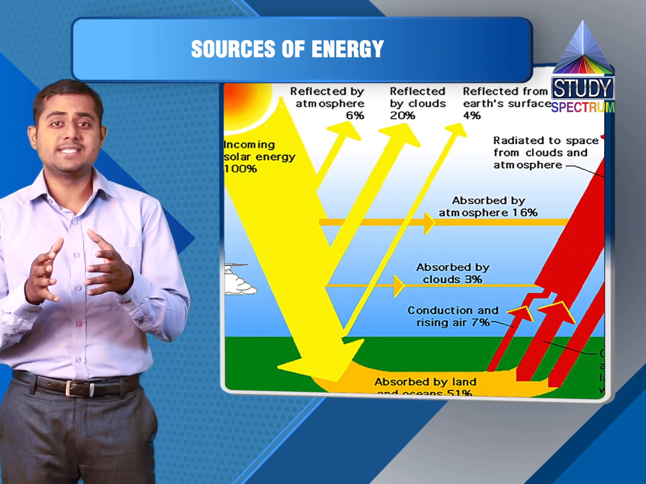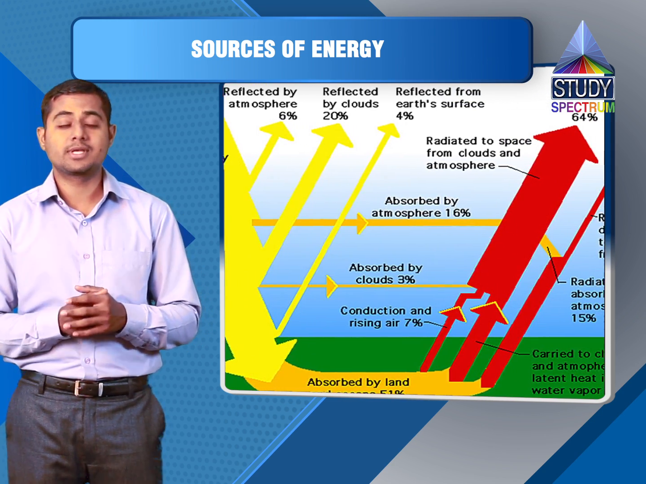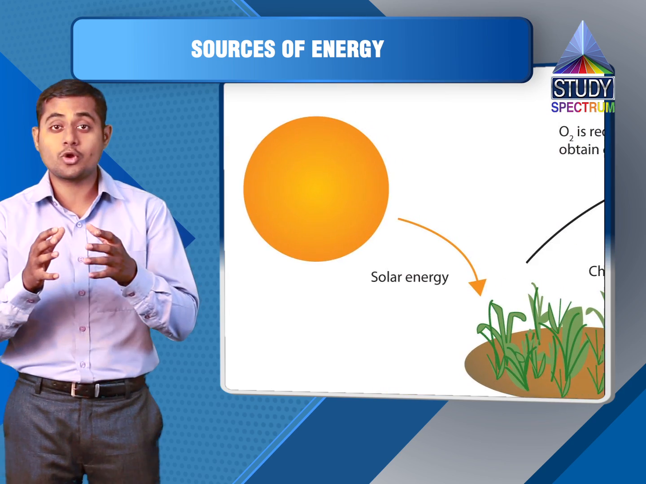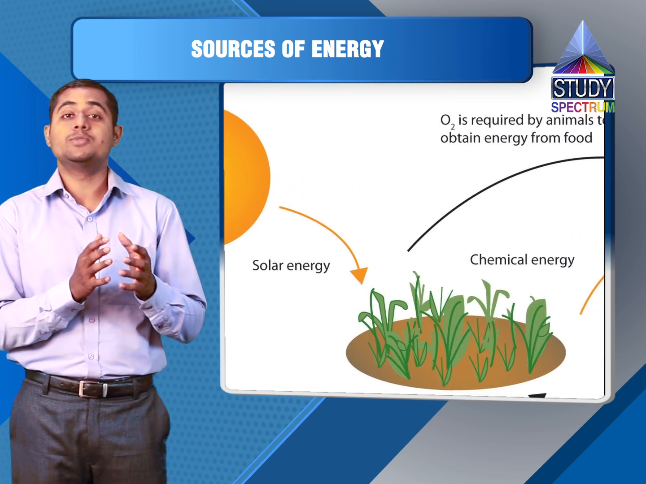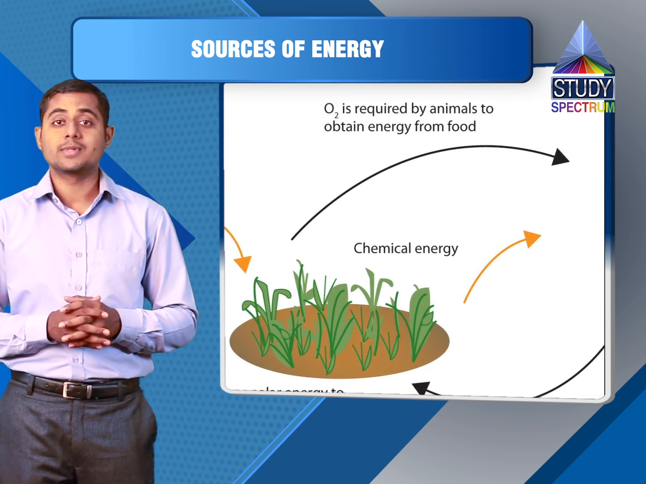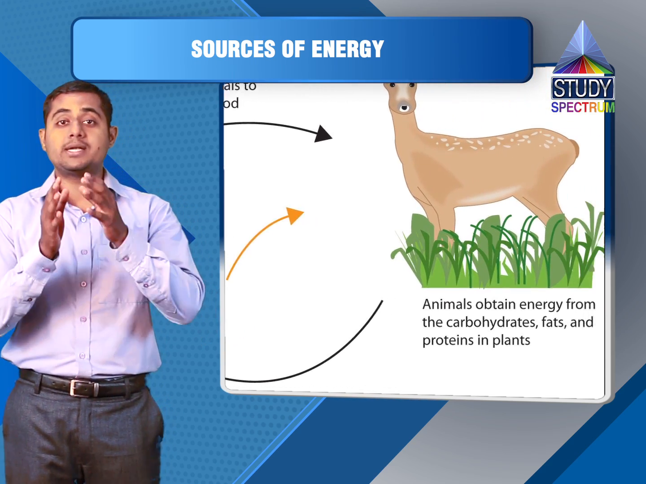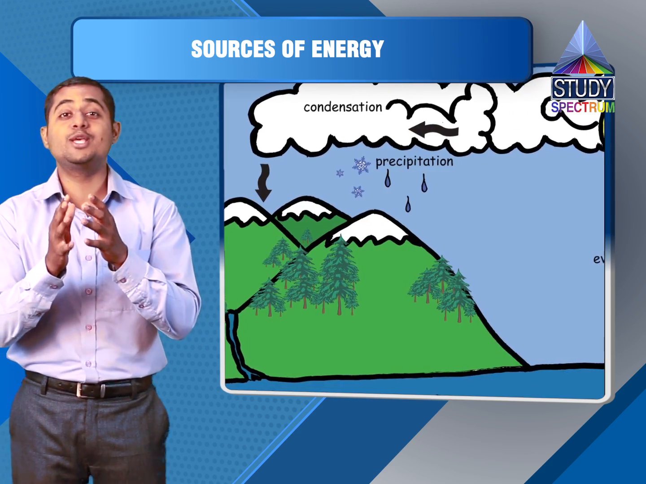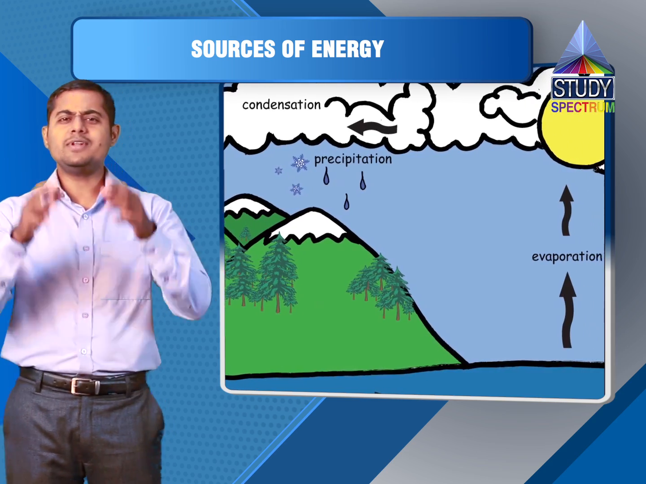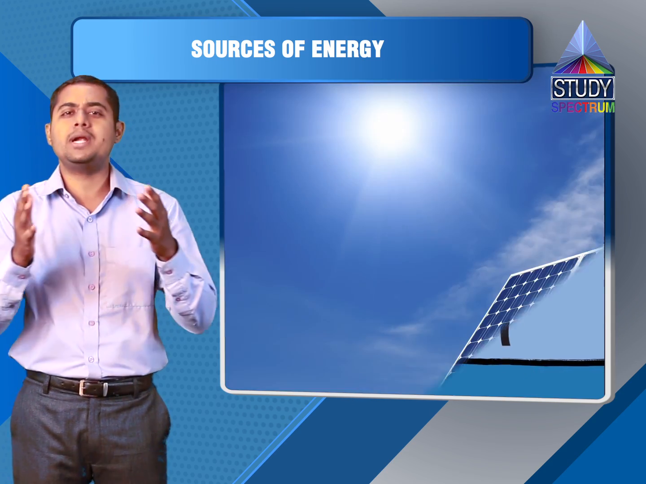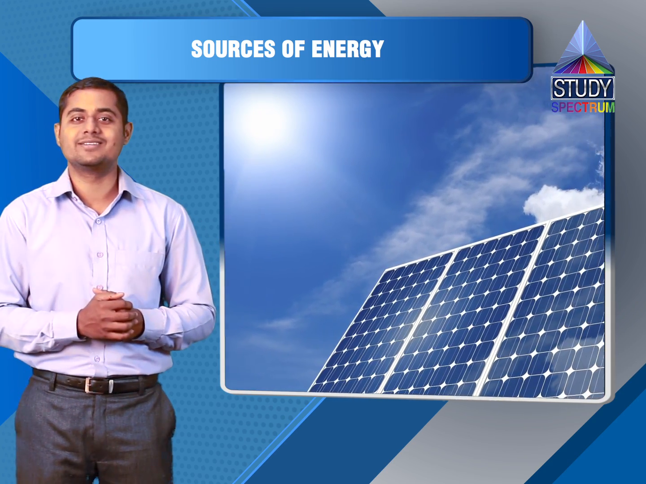How much energy do we receive from the sun? Can you imagine the amount of energy we receive from the sun every year? That energy counts to be 7 multiplied by 10 raised to 17 kilowatts. We can't even imagine how tremendous an amount of energy that is.